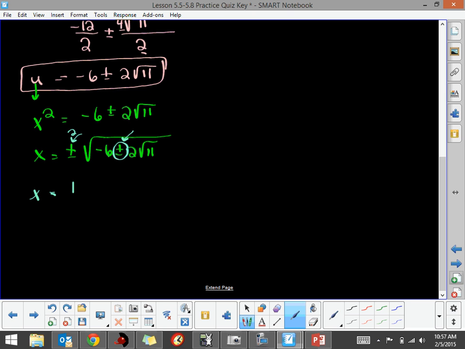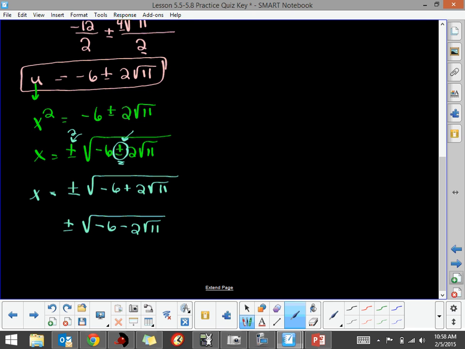We've got one set of solutions that is plus or minus the square root of negative 6 plus 2 times the square root of 11. And then we also have, in another round, a plus and minus square root of negative 6 minus 2 times the square root of 11. So for each of these plus and minuses I have here, I have a plus and minus on the outside.